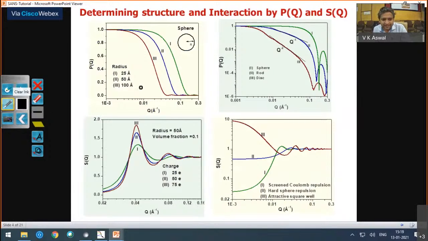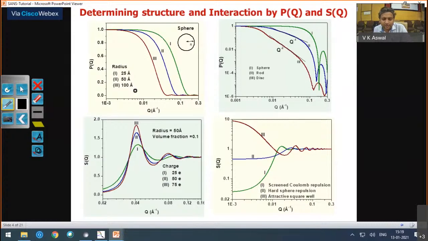Again, this is a recall. You can see P of Q is giving shape dependent parameters. The profile is becoming narrower as the particle radius is increasing. And this is sphere, rod, disk. For all three, there is a difference in the data. Sphere, it is like this. For rod, this is a q to the power minus 1 slope, and for disk, this is a q to the power minus 2 slope.